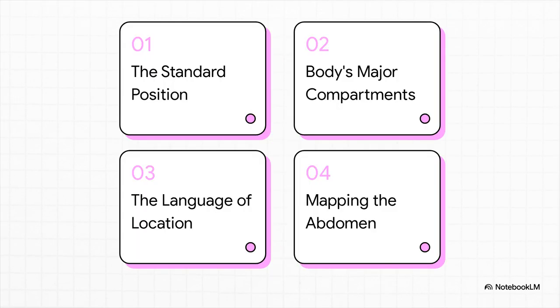To figure that out, we're going to go on a quick 4-part journey. First up, we'll set our map's starting point, its North Star, with the standard position. Then, we'll explore the major continents of the body, its main compartments. After that, we'll learn the actual language of location, which is kind of like anatomy's compass. And finally, we'll put all that new knowledge to the test and map out the abdomen.